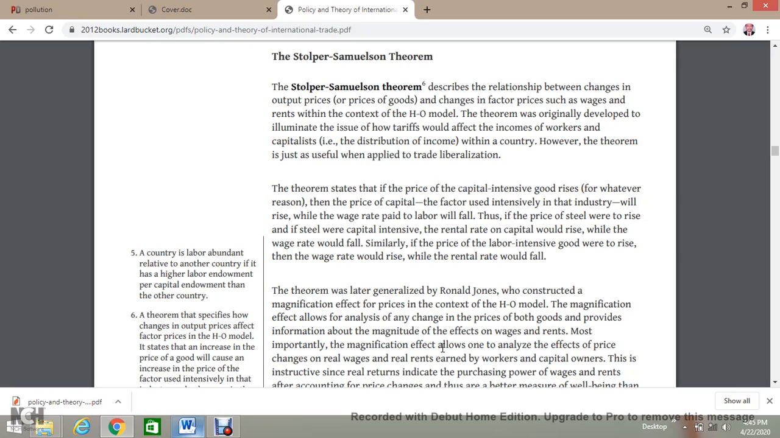If the prices are increased to a certain magnitude, what will be the magnitude of change in the wage and rent utilized in manufacturing these commodities? This can be analyzed, and this theorem propagates that there will always be a positive impact. If the capital intensive goods prices increase, the prices of the capital used will also increase. Vice versa, the laborers' wages will decline.